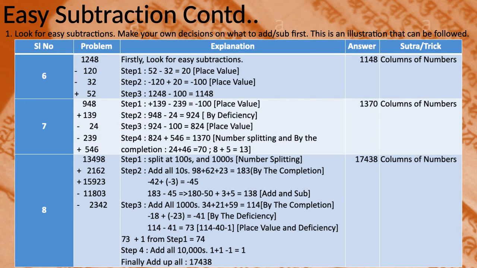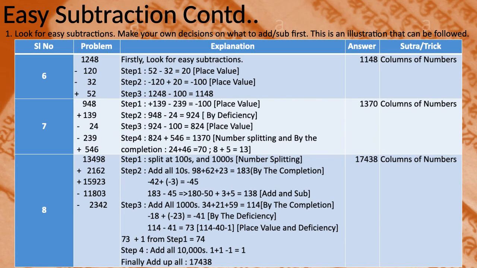That comes at the tens and units place. And remember there is a slip over to the hundreds place. 1 is there, 138, 1 is there. Now step 3. I'll add all the thousands up. So what is there in the thousands and hundreds place? 34 plus 21 plus 59. That makes up 114.